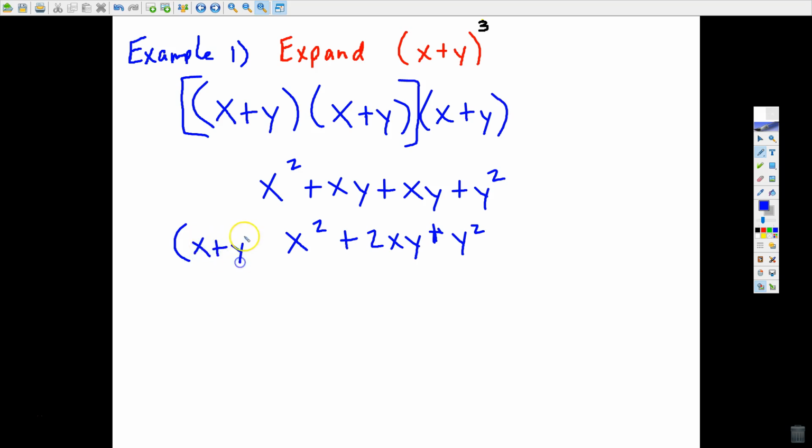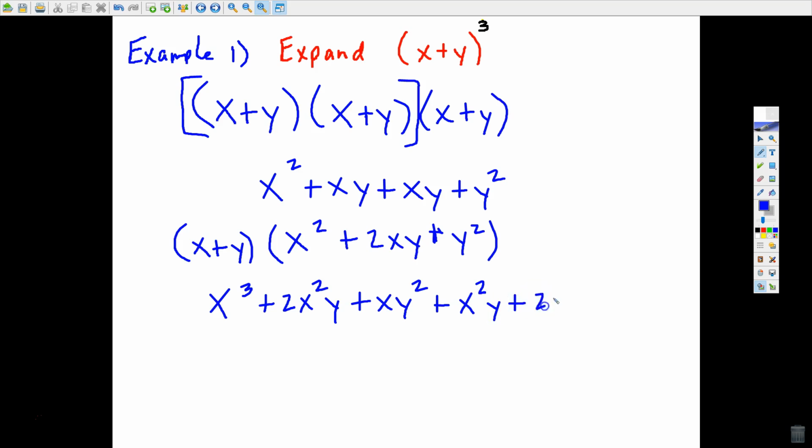We did something like this earlier where we multiplied a binomial times a trinomial. And that involves really the distributive property twice. We would distribute the x to all three of these terms first. X cubed plus 2x squared y plus xy squared. I just multiplied x times each one of these. Now I'm going to go through and do the same thing with y. I'm going to multiply y times each one of these. All right, and now we gather up like terms to come up with a final answer.